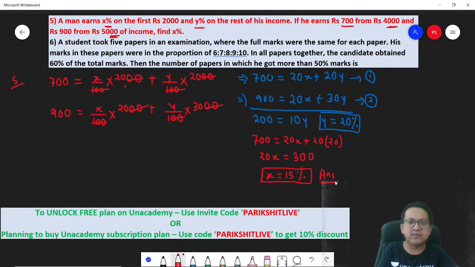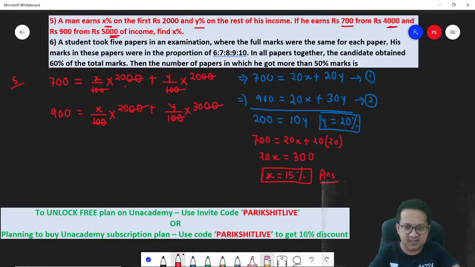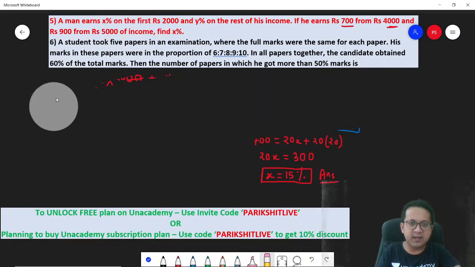I hope you got this. Clear? Answer for this is 15%. Pretty simple one again. NMAT questions are easy, just that you have to be really fast in your calculations. Chalo, let's go to question number 6. Number 6 on your screen. Let's read it together.